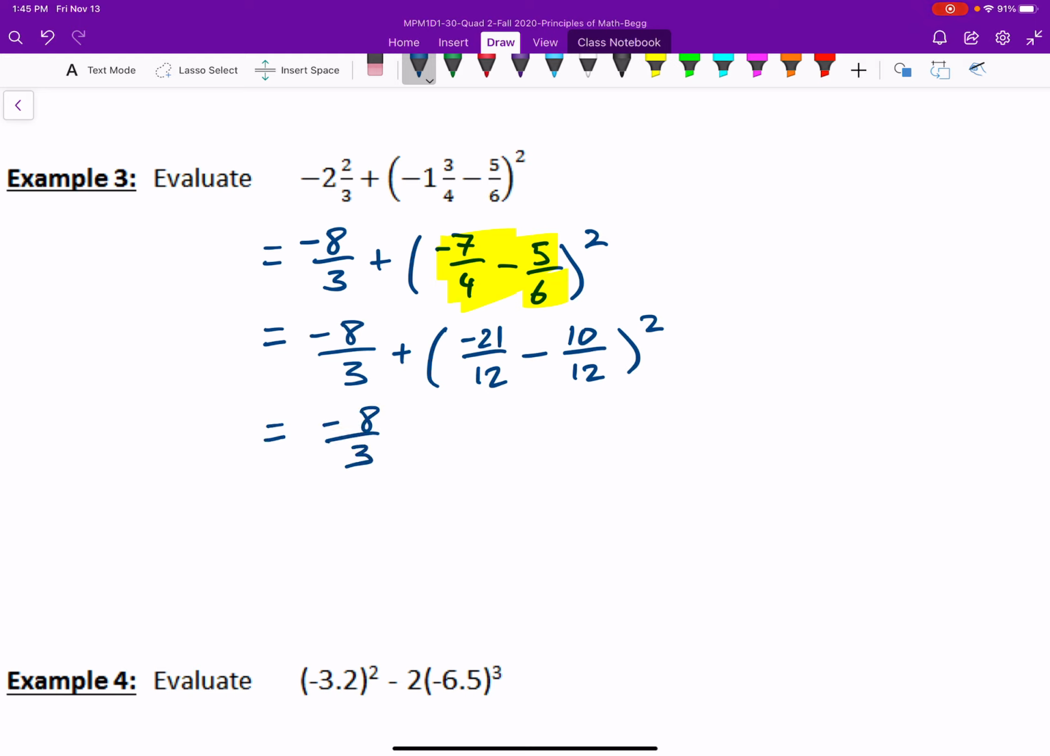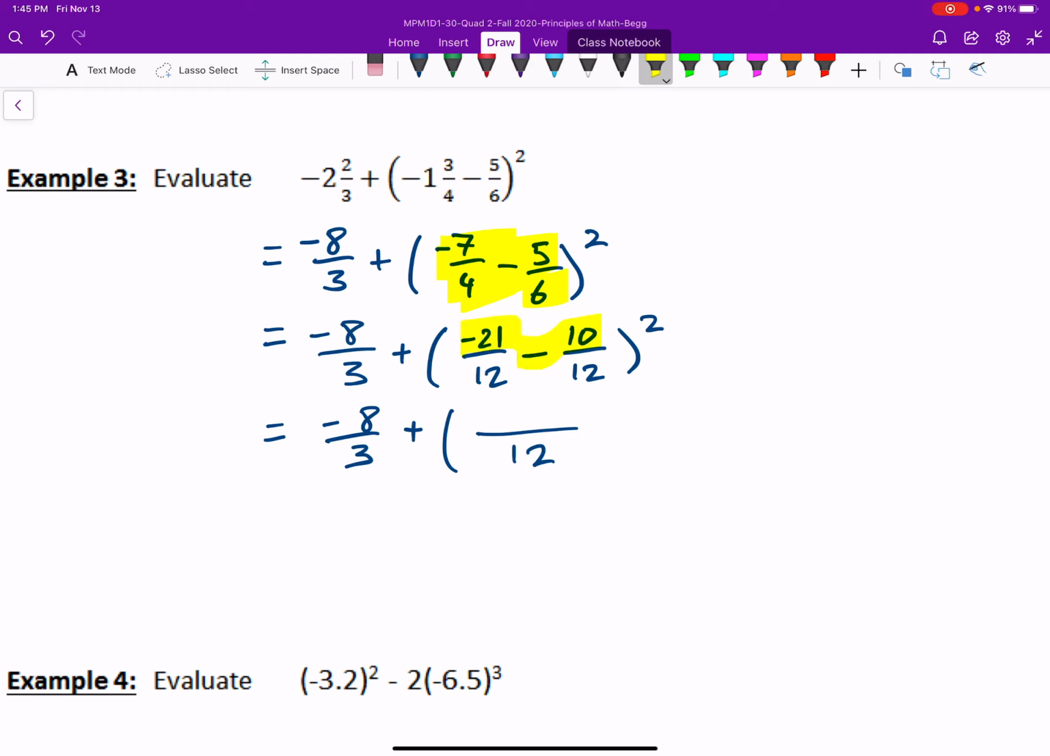Negative 8/3. Notice I'm not doing anything with this negative 8/3. I'm just patiently waiting with that there until its time comes. I just keep writing it down, though. I keep writing it down. So for inside the brackets, I've got 12 on the bottom, and I've got negative 21 minus 10.